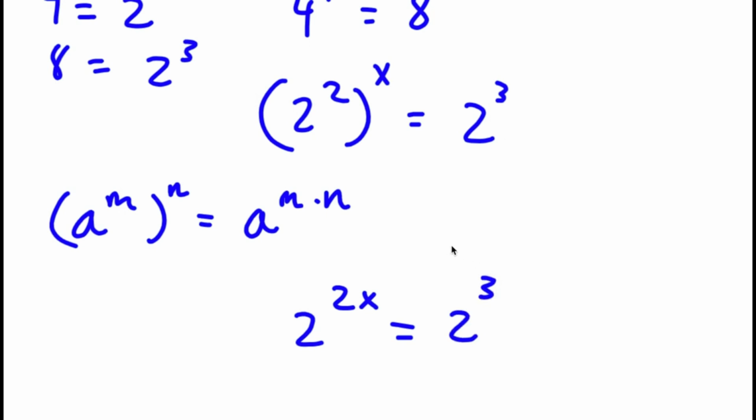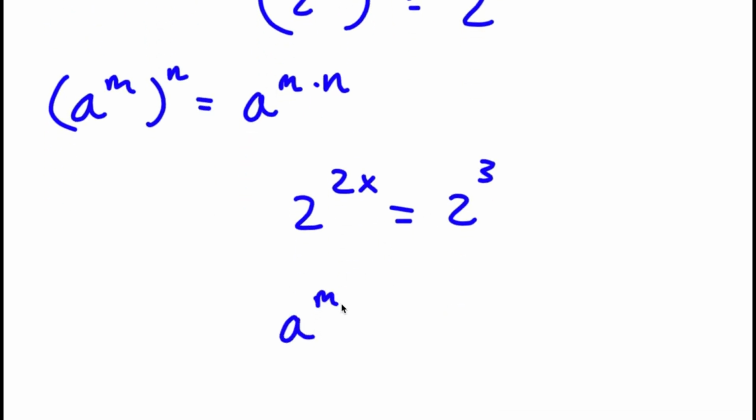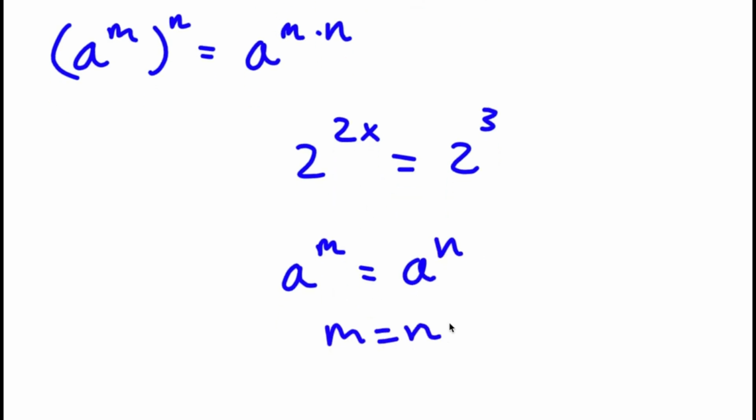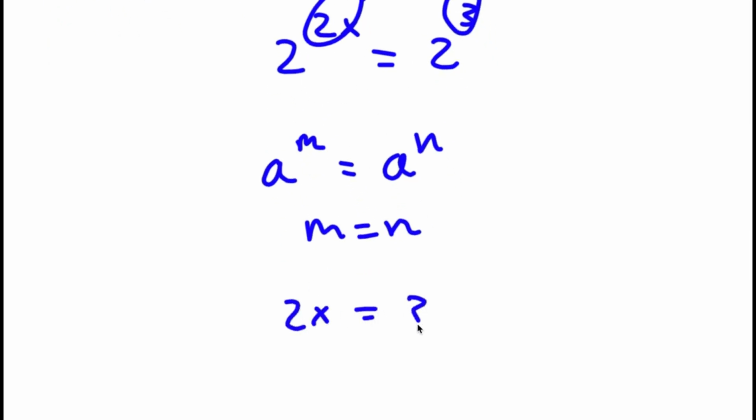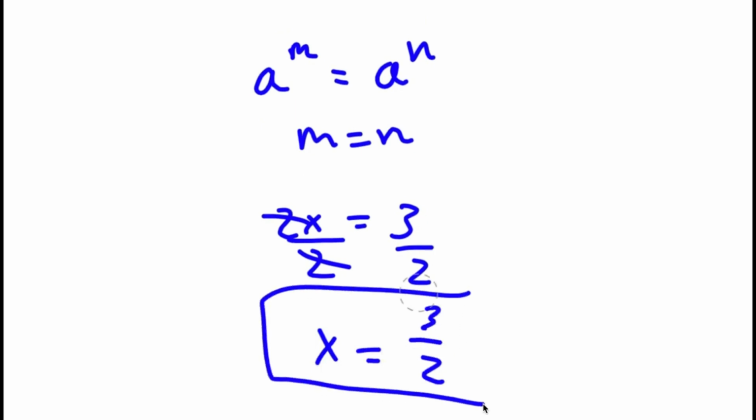Now, if I have something in the form a to the power of m is equal to a to the power of n, then this means that m is equal to n. So in this case, 2x is equal to 3. So I have 2x is equal to 3, so I'm simply going to divide both sides by 2. These two cancel out, and I'll be left with x is equal to 3 over 2. So this is my answer.